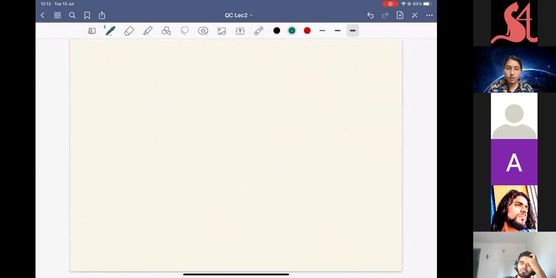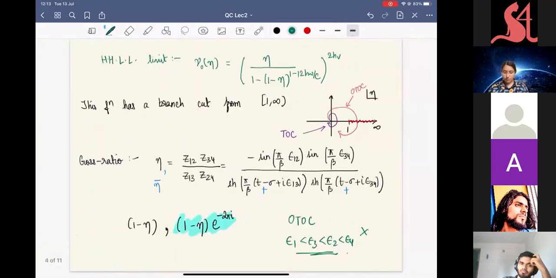Hi, Surbhi. I had a question. Can you just go back? Why do you have... I mean, is it very obvious to see that this is a quadratic branch cut? I mean, yeah, why is it only quadratic?